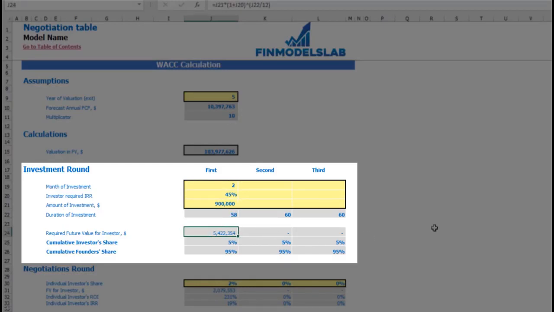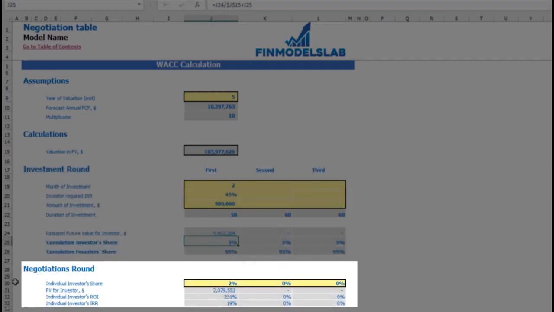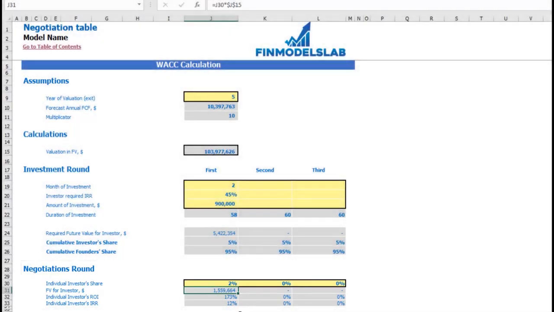Here is a calculation of the required future value for the investor and the shares, cumulative investor share and cumulative founder share, based on these assumptions. In terms of the negotiation round, you can input individual investor share as an assumption, for example 1.5, and you may see the calculation of future value for the investor, individual investor ROI and individual investor IRR.